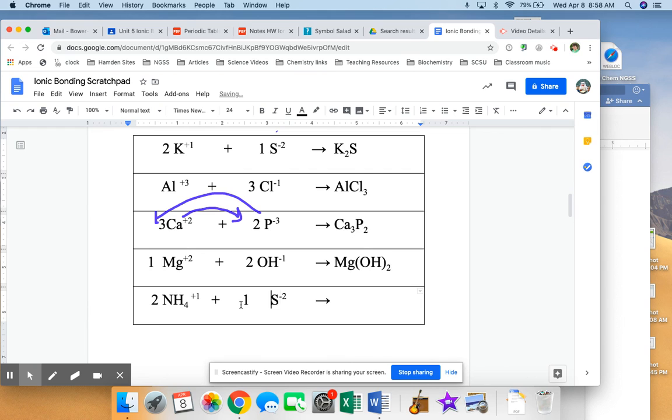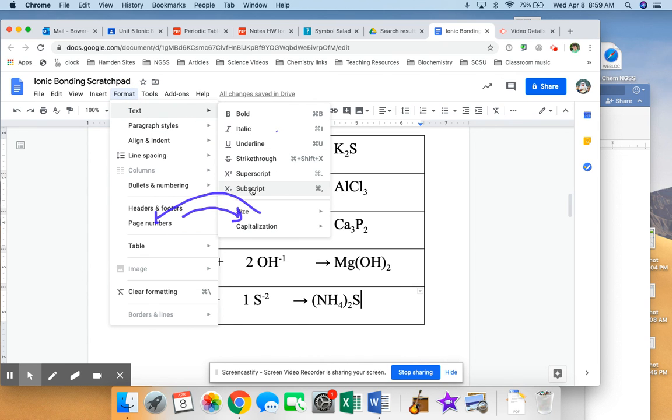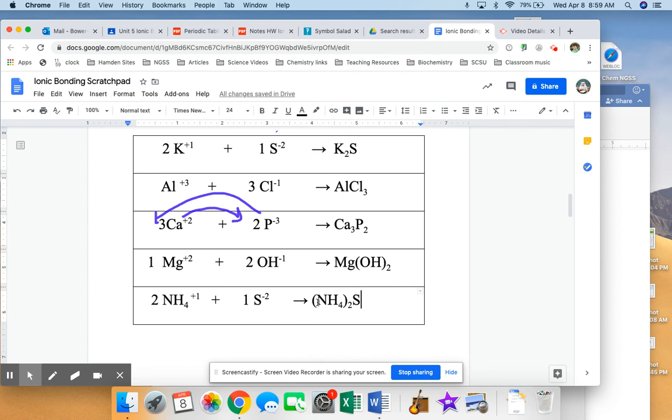So now when we're making our formula, NH4, we need 2 of these NH4. So put the family in parentheses, and you can write the S on the outside. NH4, we need 2 of those. Remember to make your 2 little and the 4 also little. Use your subscripts in your text subscript there. All right, NH4 is the family. Keep that family in parentheses and then put the 2 outside because you needed 2 of them.